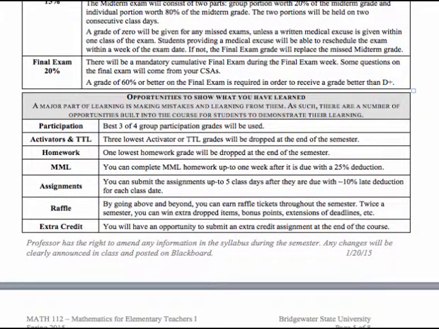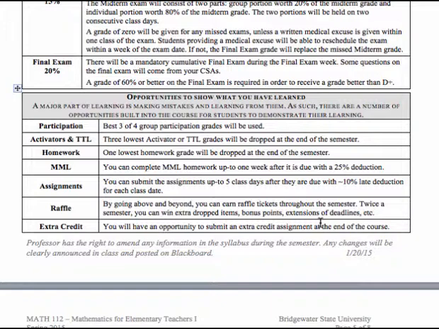Now, everybody succeeds and excels in different parts and different kinds of work, so I always want to give opportunities for you to show me that you have learned in many different ways. So I always give opportunities for everybody to mess up once or twice in the semester and still to come out with a good grade and to have shown me that you have learned.